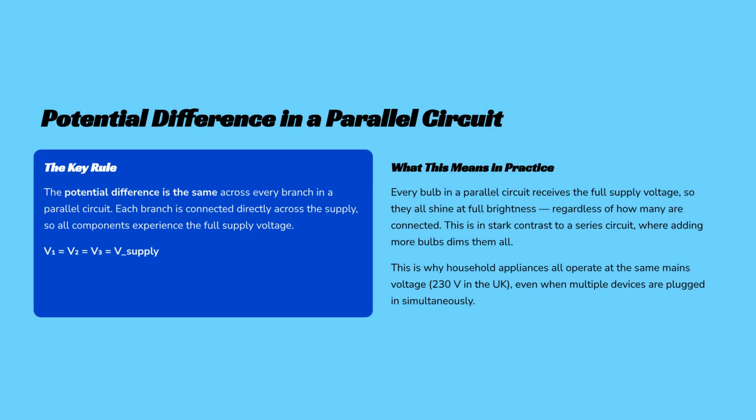For potential difference in parallel circuits, the voltage remains the same across every branch. Every component connects directly to the supply, receiving the full voltage. This is why all household appliances work at the same mains voltage.